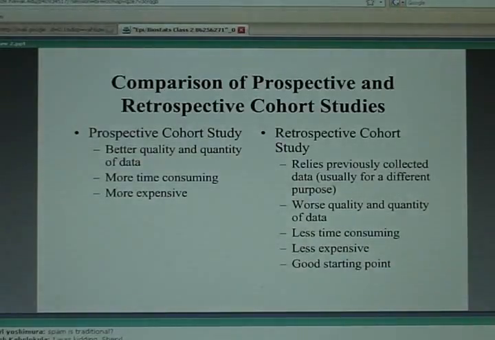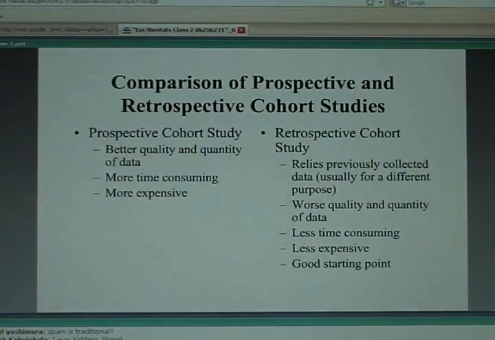So it's always good to start thinking about something you can do pretty quickly and pretty inexpensively as a good starting point to get initial data to plan for a study. And therefore, I would not recommend that people who are starting on a research career have a prospective cohort study as their initial starting point.